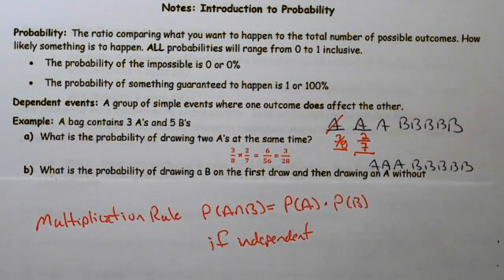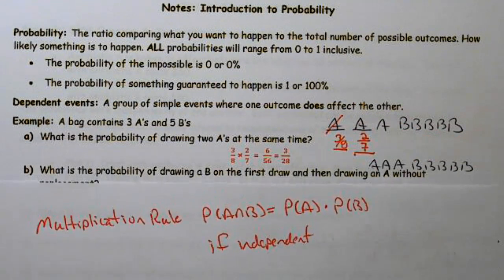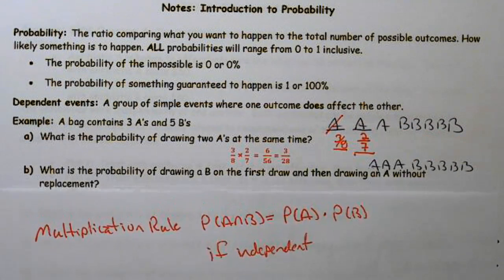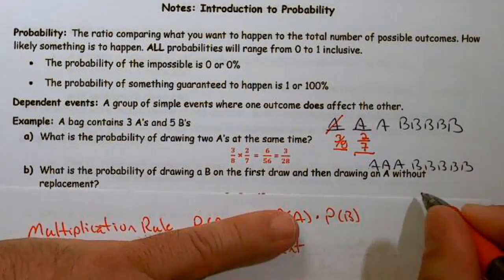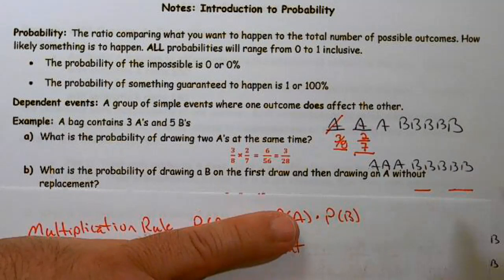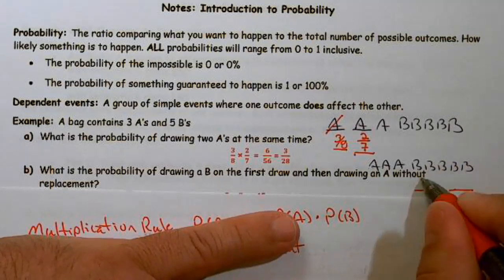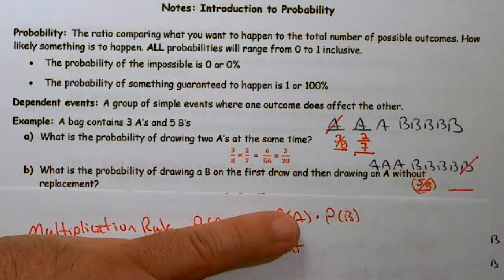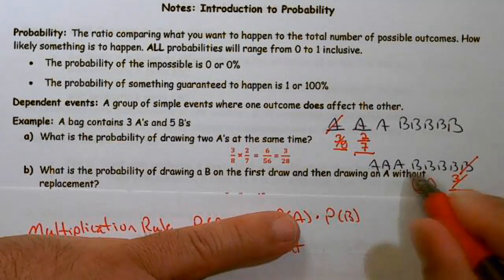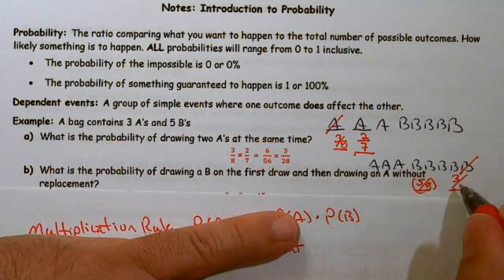So what's the probability of drawing a B on the first draw and then drawing an A without replacement? Once again, this is a dependent event. So we're going to start off with our first probability of drawing a B, which is 5 out of 8. But now that I've drawn one of them, I have 3 A's still left, and the probability of drawing from that second bag is independent. So I can multiply 5/8 times 3/7 because there's only 7 letters left.